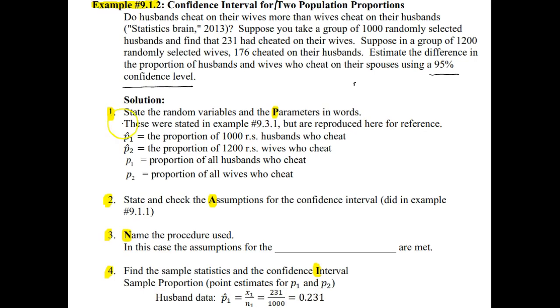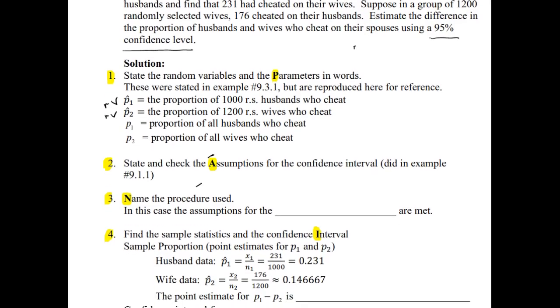Our first step is to state the parameters, which is exactly what we just did in the last problem, so they're already filled in here. P1 is still the proportion of all husbands who cheat, P2 is the proportion of all wives who cheat, and P hat 1 is the proportion of the 1,000 randomly selected husbands who cheat. Again, that's a random variable that will vary from one sample to another. We have a particular count in this sample, but that will vary from sample to sample. And our random variable P hat 2 is the proportion of 1,200 randomly selected wives who cheat.